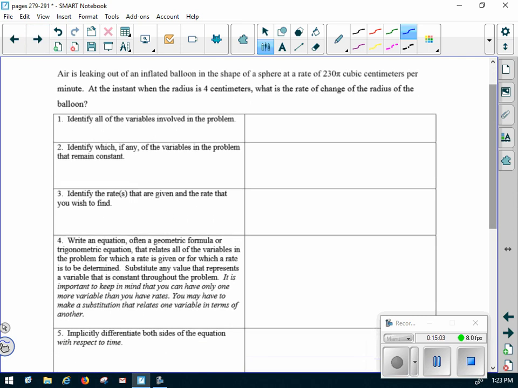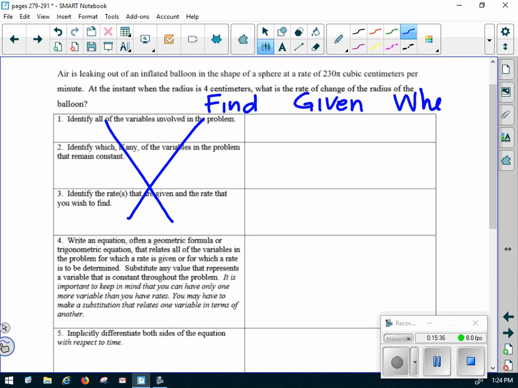Get your highlighter. Now, Sparks has his way of teaching related rates. I do it a little bit differently, so I'm not going to really follow this part. I have 3 words that I use when I teach related rates, and I want you to write them down. Find, given, when.